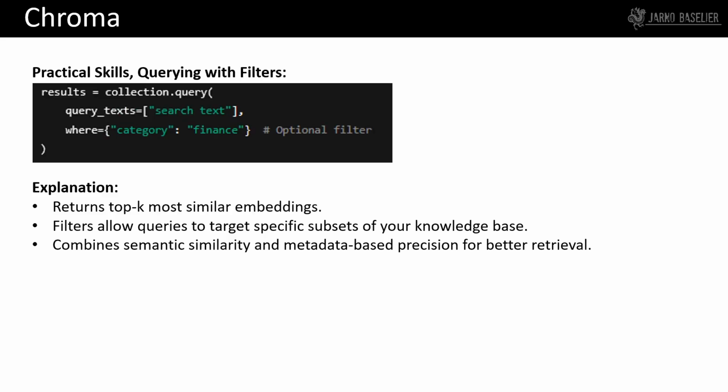Then we can query it with filters, where query text is a search text and where category equals finance, and this is an optional filter. This returns the top K most similar embeddings, and filters allow queries to target specific subsets of your knowledge base. This combines semantic similarity and metadata-based precision for better retrieval.